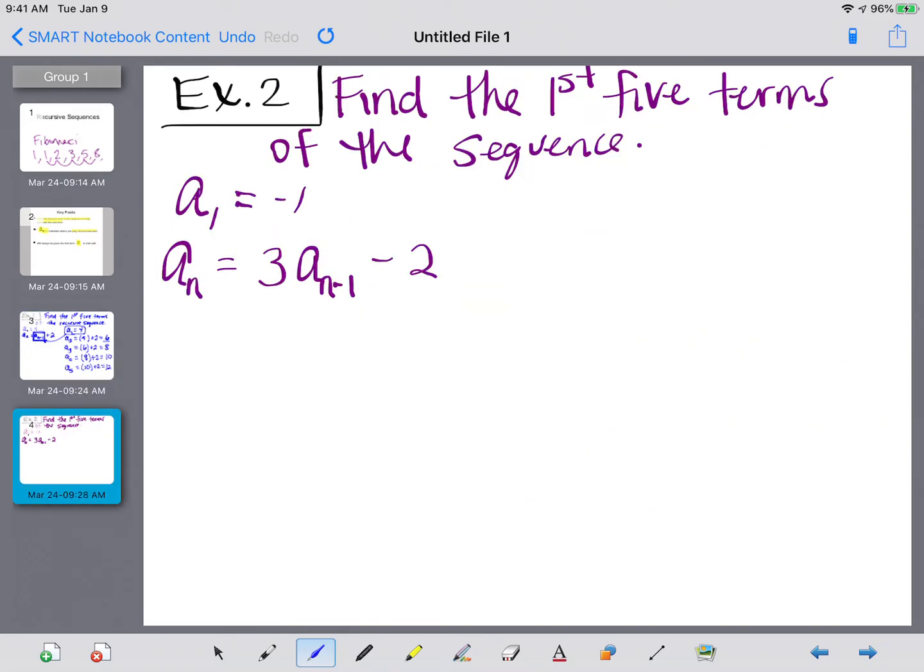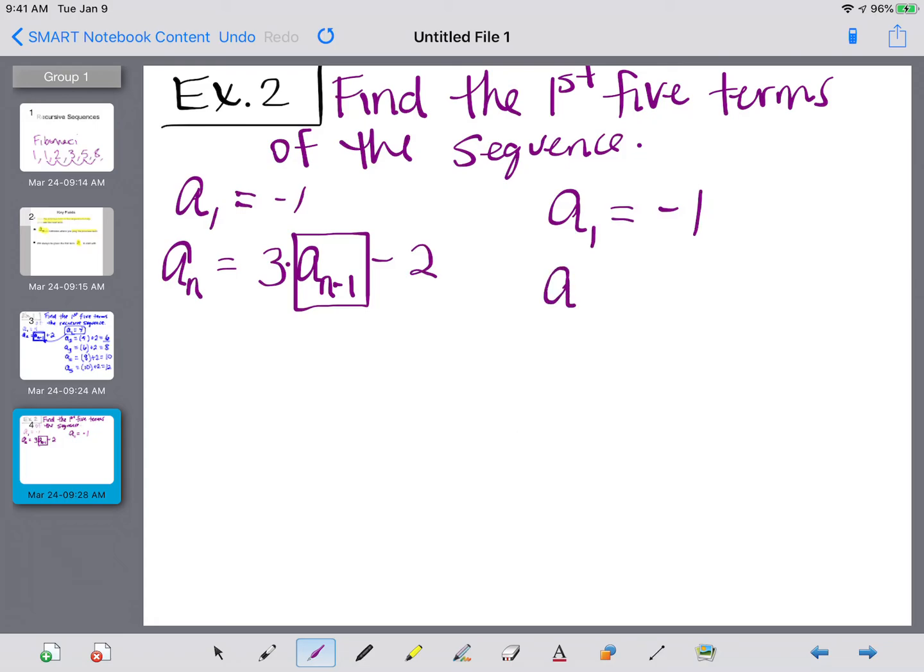Example 2 is a little bit different. We want to find the first 5 terms of the sequence. A sub 1 equals negative 1. A sub n equals 3, and whenever this indicates multiplication, even if it doesn't have a symbol in between it. So it's 3 times a sub n minus 1 minus 2. What we know is the first term of the sequence is negative 1. We need to find that a subscript n minus 1. This is the location where we're going to plug in our previous term.